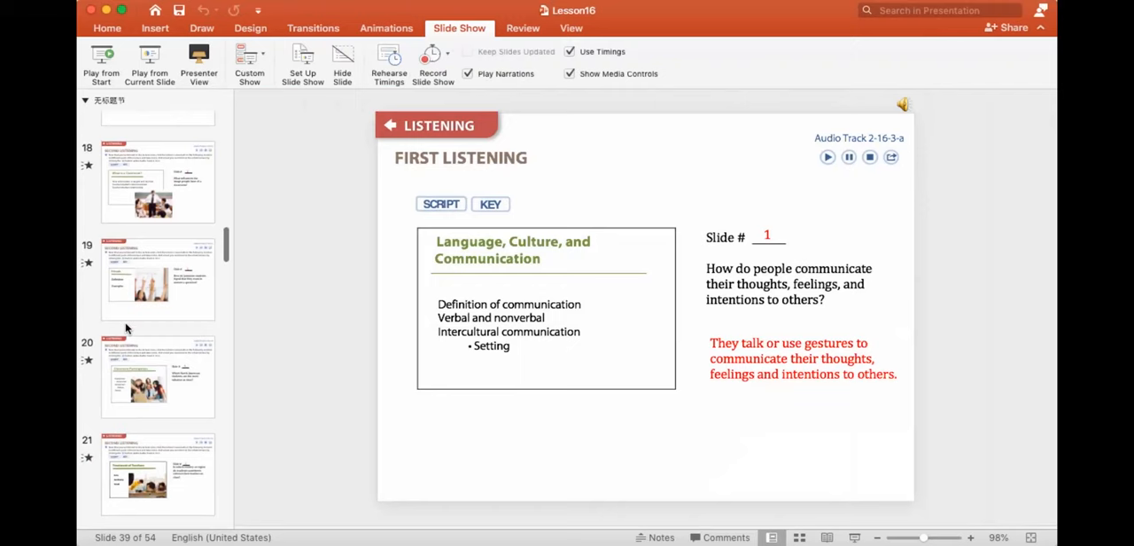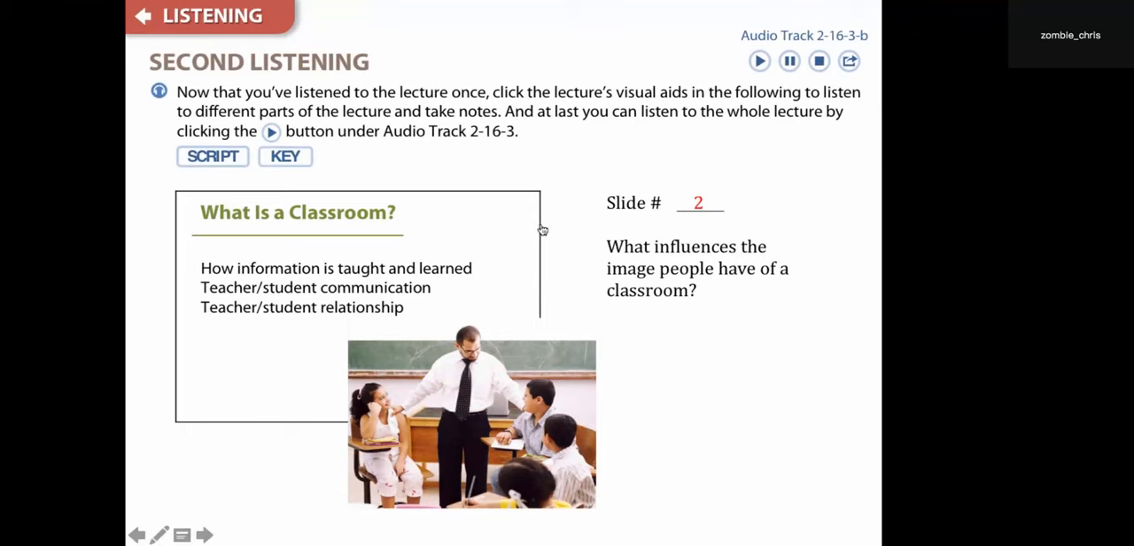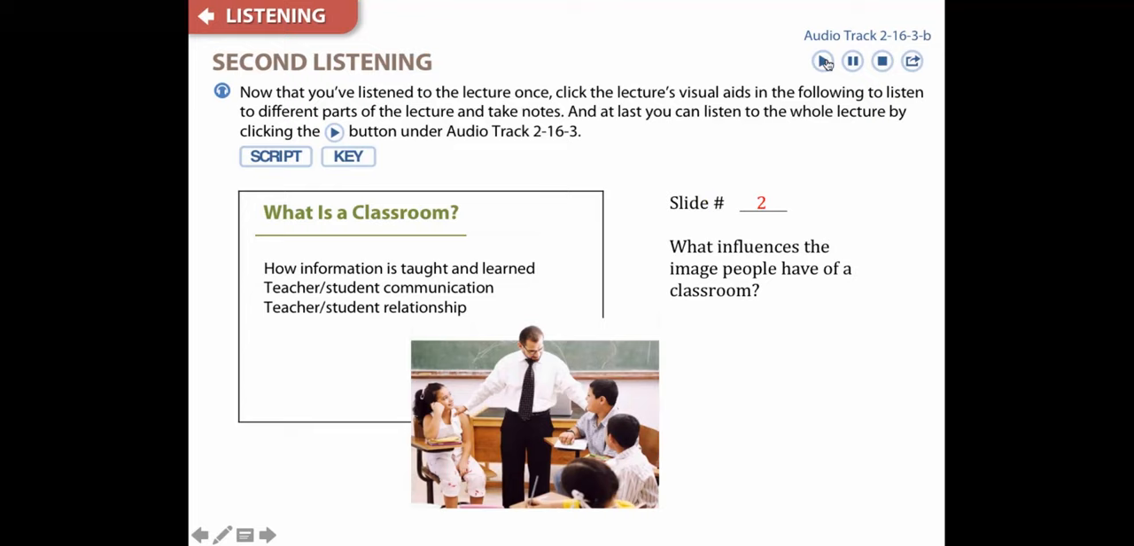Slide number two. What influences the image people have of a classroom? But what exactly is a classroom? When you're asked to picture a classroom in your mind's eye, what do you see? You probably see a classroom that is familiar to you and that would be familiar to students from your culture. Not everyone will see the same picture in their mind.